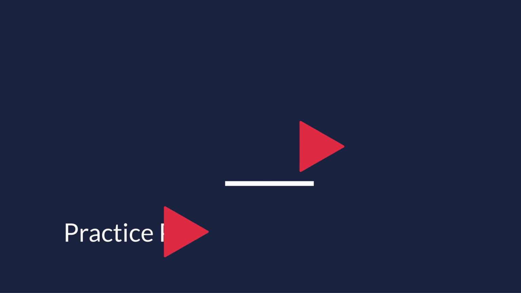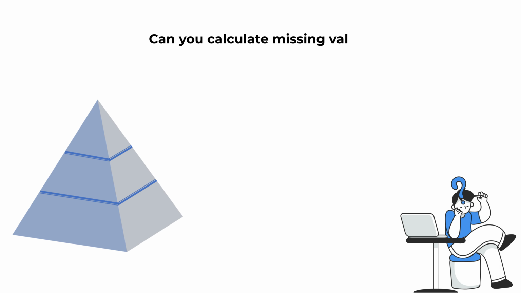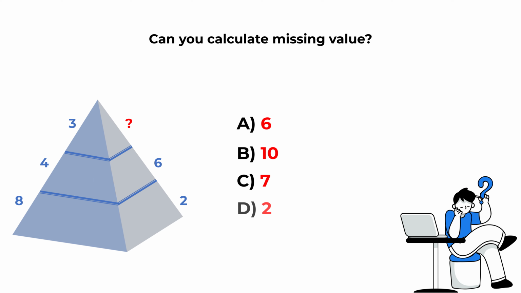And now, here's the question for you to practice. You're presented with a triangle, which is broken down into 3 equal horizontal parts. On the left side of the triangle, you see numbers 8, 4, and 3 if you go from the bottom to the top. And on the right side of the triangle, you see numbers 2, 6, and 1 number is missing. You need to select the missing number from 4 different choices. Choice A, 6, choice B, 10, choice C, 7, and choice D, 2.